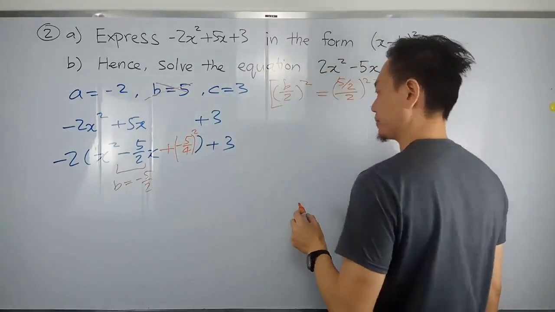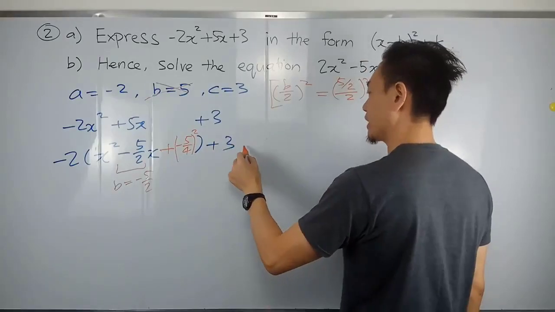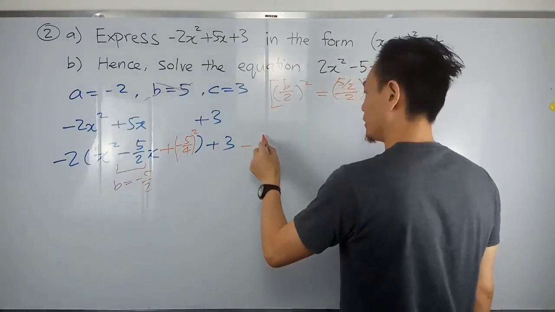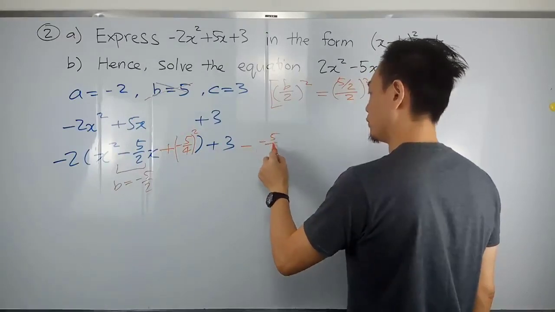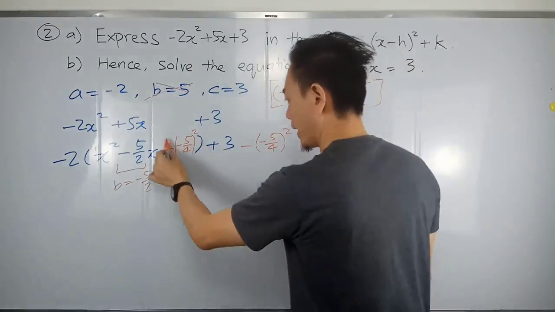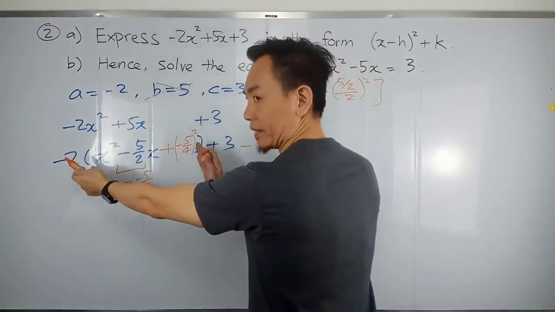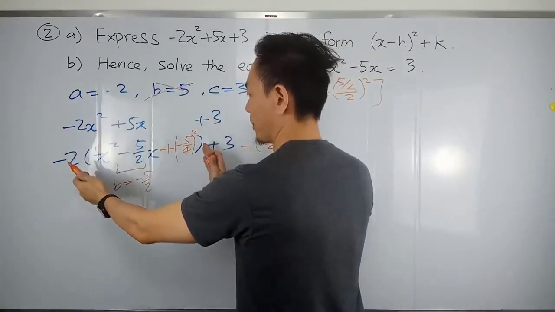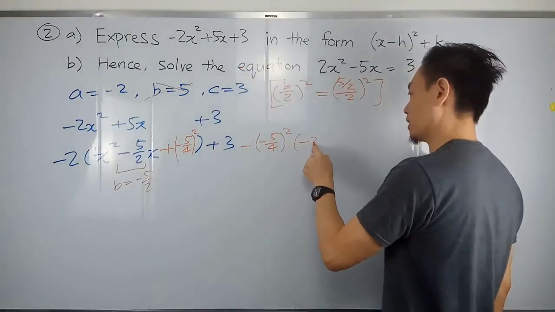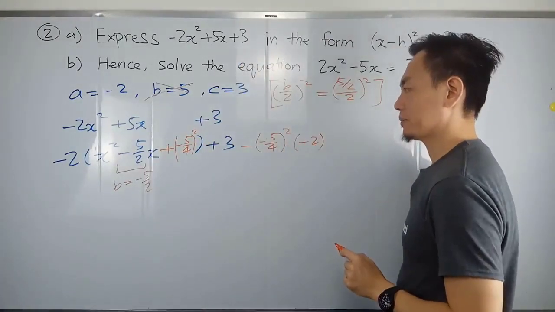We're going to add it here. Then we're going to subtract here as well, okay, to balance it out, like what we did earlier on. And we have minus (5 over 4) squared. But that's not it, because when we add this thing here, it's inside this bracket. And whatever is in this type of bracket is multiplied by negative 2. And so here, we have to multiply by negative 2 as well.